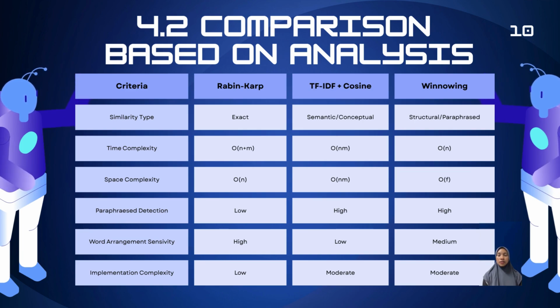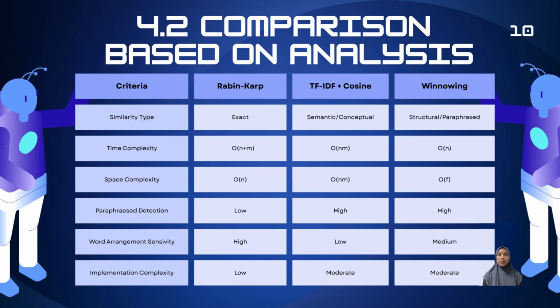Space complexity also varies. Rabin-Karp requires minimal extra space, while TF-IDF with cosine similarity needs more storage for document vectors. Winnowing, however, uses a small amount of space to store fingerprints.